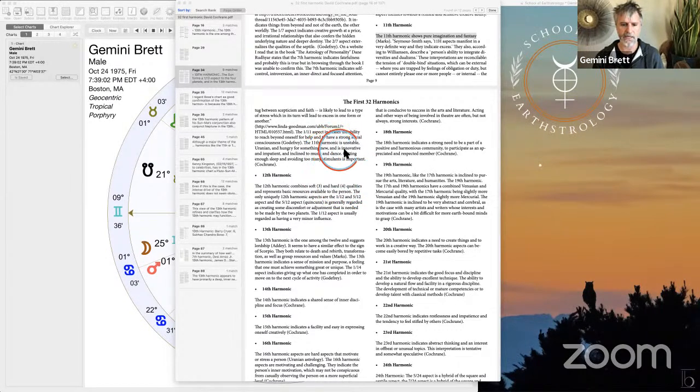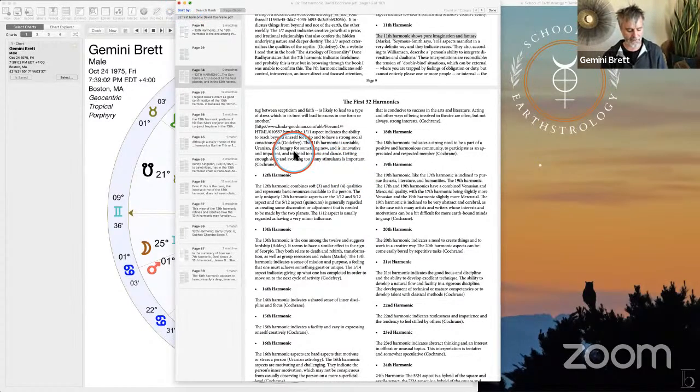The 11th harmonic is unstable, Uranian, and hungry for something new, and is innovative and impatient and inclined to music and dance. Getting enough sleep and avoiding too many stimulants is important. Yeah, I have. Okay. Yes, sir. Haven't done the best job of that.